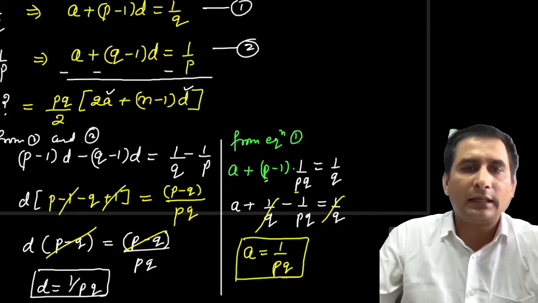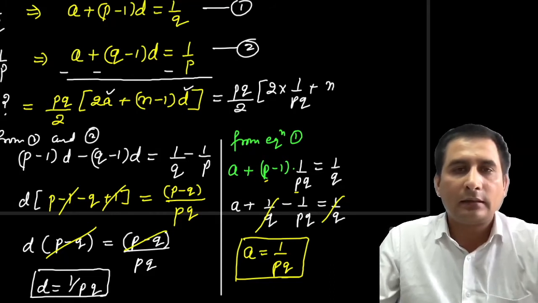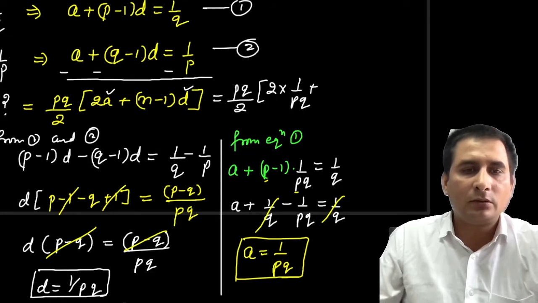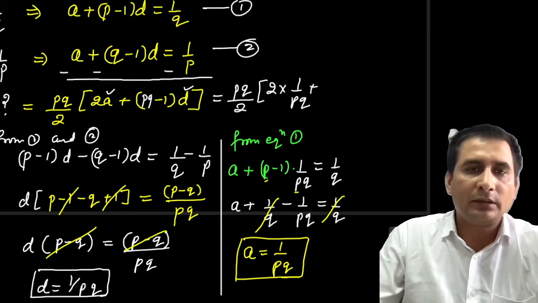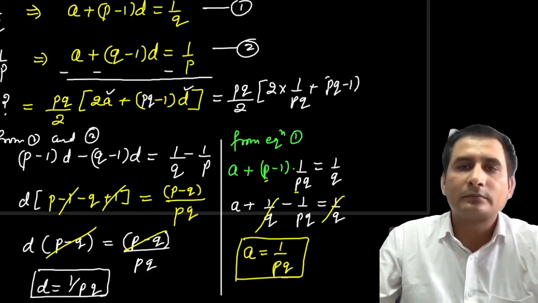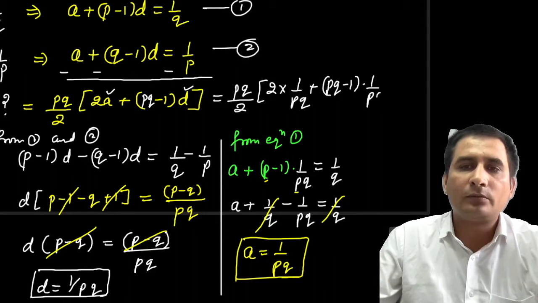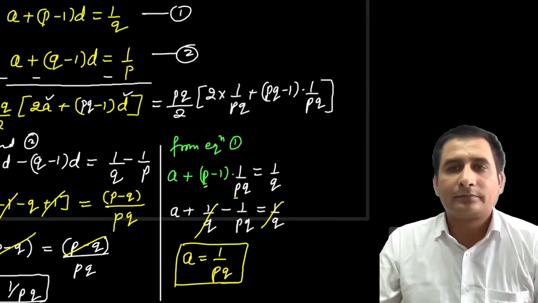Now let's find the Sn. So here we put the values of a and d. It's p by 2, 2 times a, put 1 by pq, and in place of n we should put pq, right, n is pq in this case. So it's pq minus 1 into 1 upon pq, right.